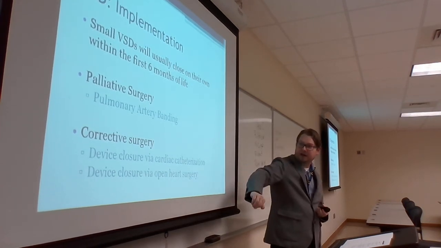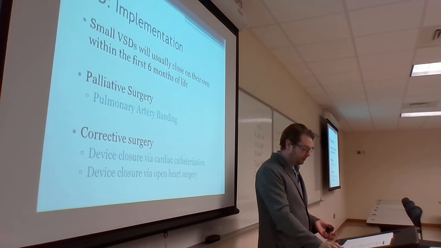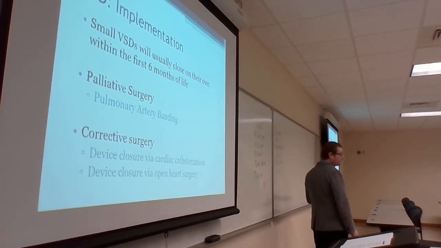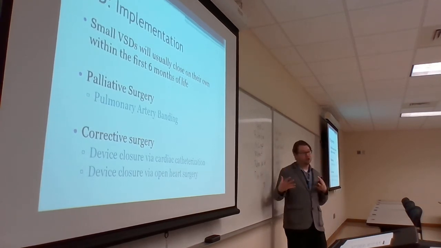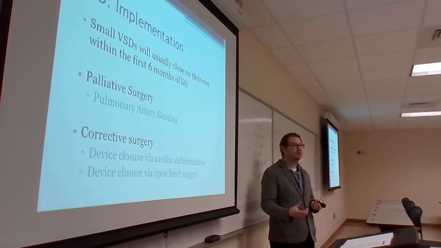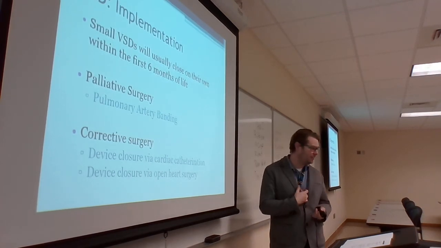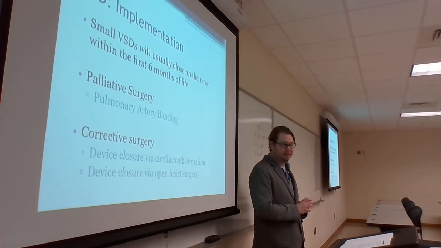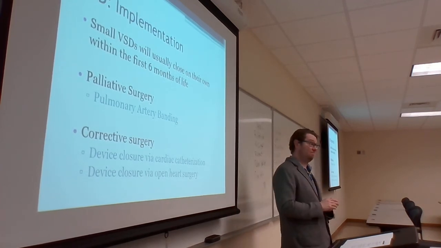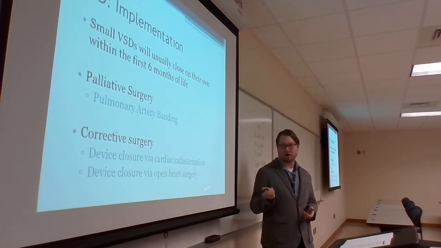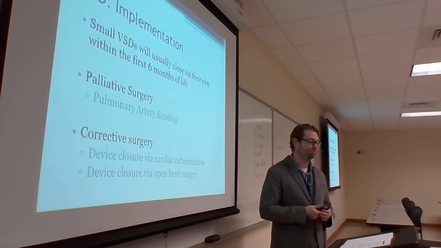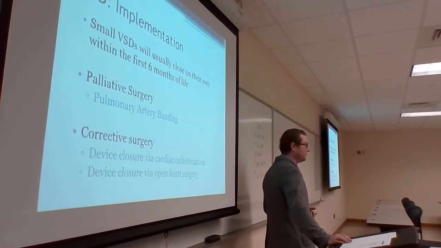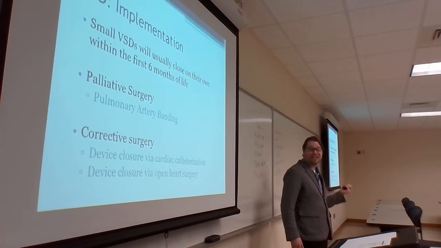Corrective surgery is better. Device closure by cardiac catheterization is the first choice, if they're going to try to do a cardiac catheter closure. However, if the VSD is too large, or too close to the valves, they might not risk the cardiac cath. They don't want to go in and accidentally mess up the valves. So in that case, they would probably switch to open heart surgery, which of course is really invasive. They're going to wait till the kid is like a year old, maybe.